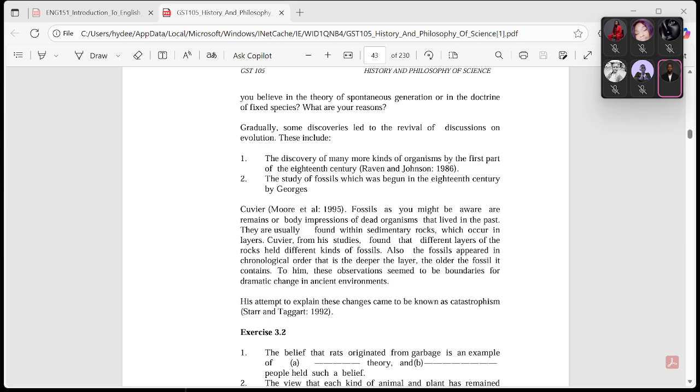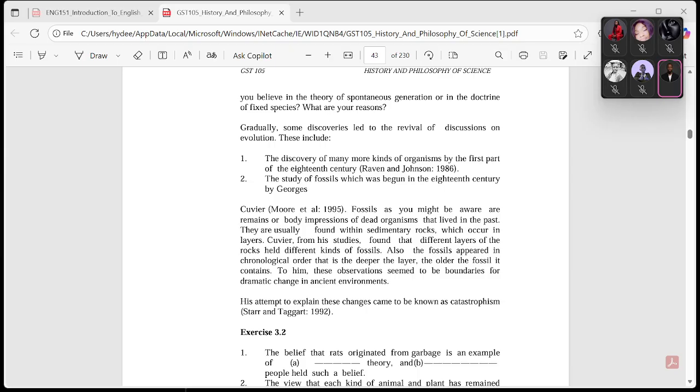Okay, so this was James Hutton's. And the next one is Jean-Baptiste de Lamarck's. Jean-Baptiste de Lamarck's unified theory of evolution was based on the inheritance of acquired characteristics.